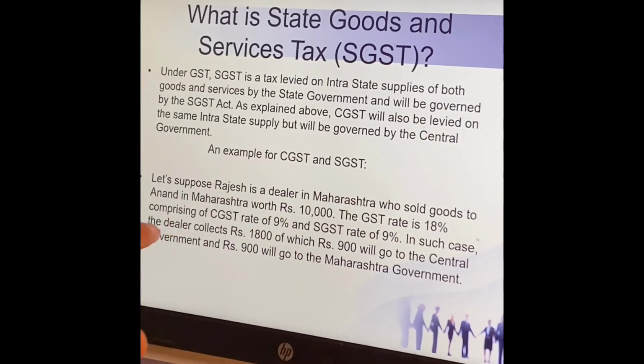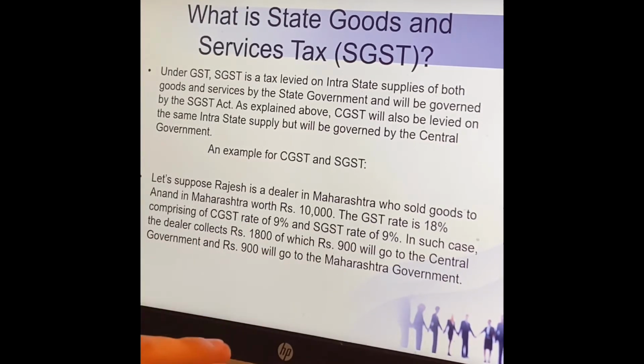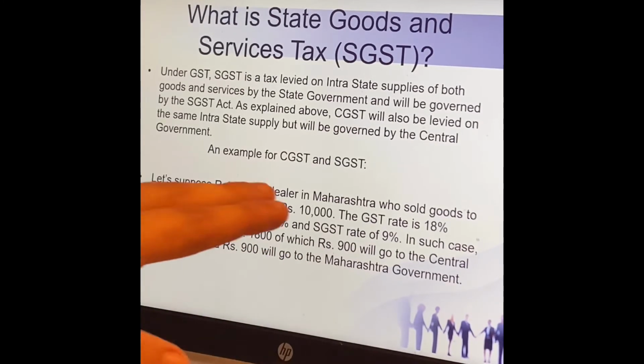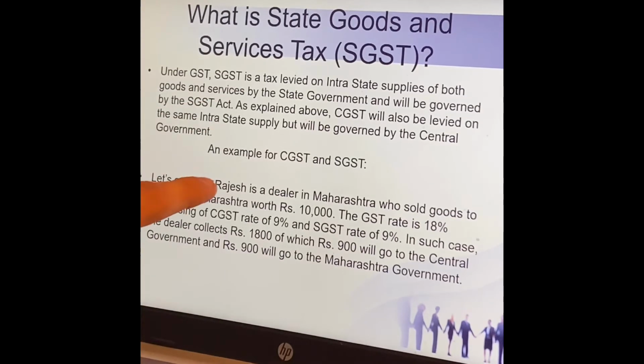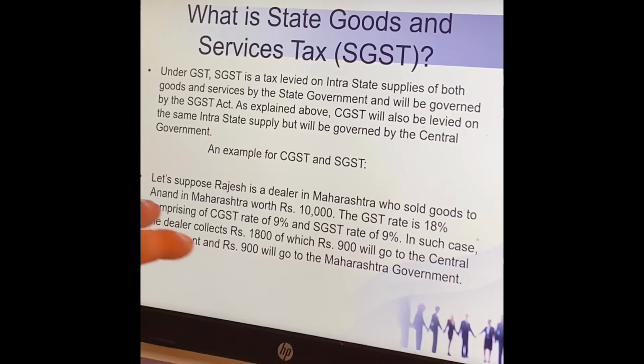So we see Maharashtra and Maharashtra. It is within the state. The price is 10,000 and the tax rate is 18%, and it's been divided. 18% has been divided into half. The state is getting 9% and the central is getting 9%. So 18% of 10,000 will be 1800, which is further divided into two parts, SGST and CGST. 1800, 50%, that is 900, or 9% of SGST, or 9% of CGST. 1800 divided by 2 is 900 and 900. 900 goes to the central government and 900 will go to the Maharashtra government, which is the state government.